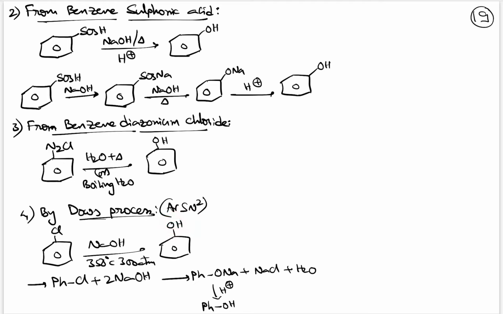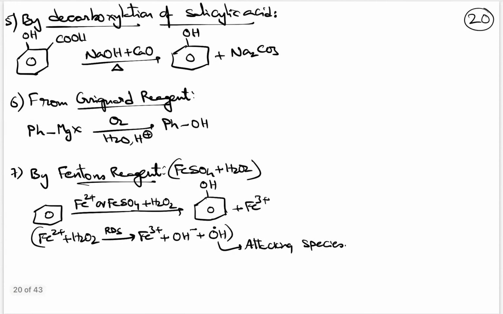And the actual reaction is like this. Chlorobenzene on reaction with NaOH will form sodium phenoxide plus NaCl plus water, and the formed sodium phenoxide salt will be protonated to get phenol. By decarboxylation of salicylic acid. We know salicylic acid means ortho-hydroxybenzoic acid. When salicylic acid is treated with soda lime, then what happens? Decarboxylation will happen and results in formation of phenol.